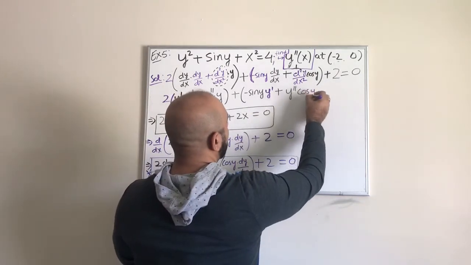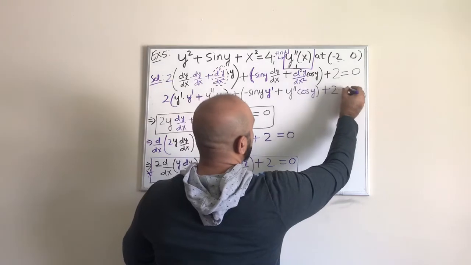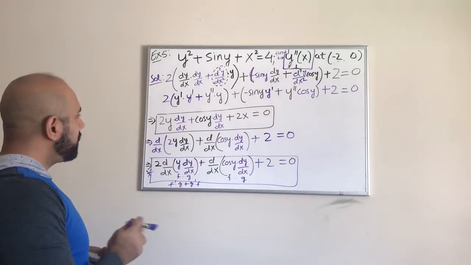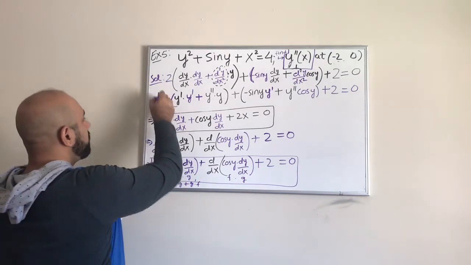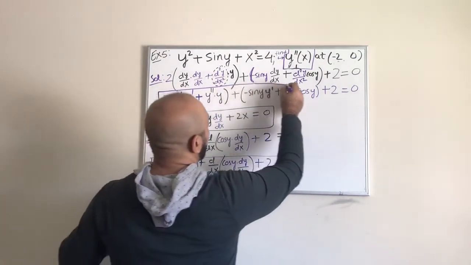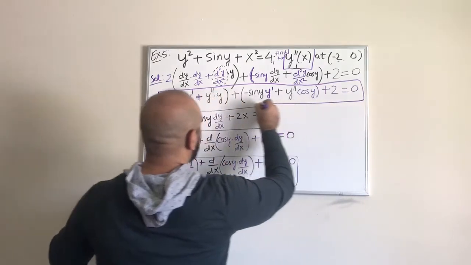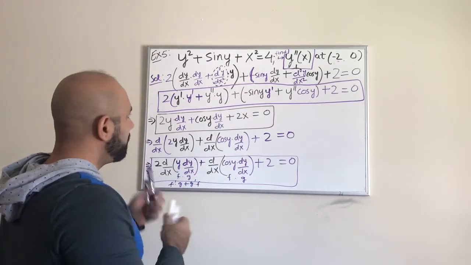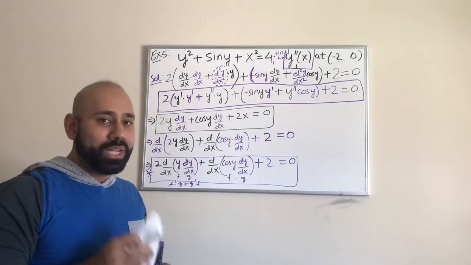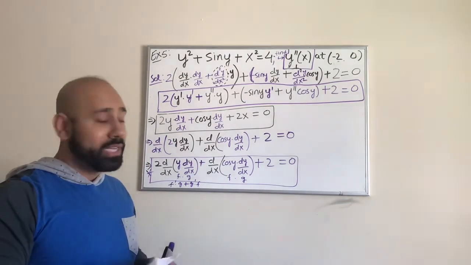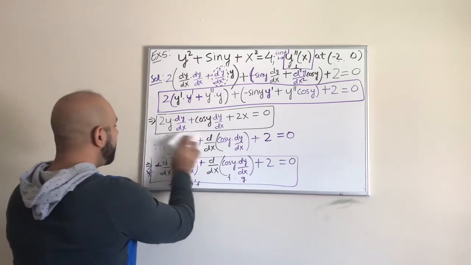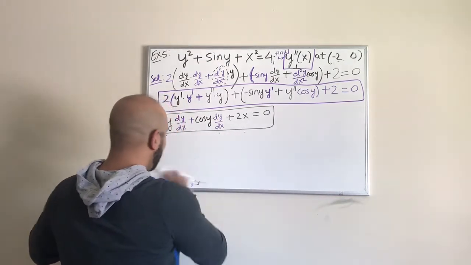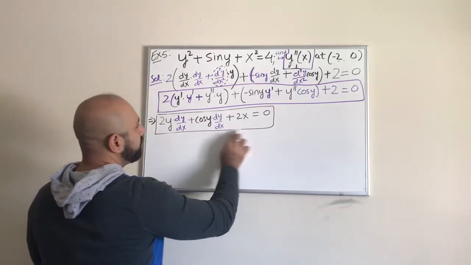Please don't forget there is still a plus 2. Okay, so these are the two most important equations for this particular problem. So I'm boxing this one as well. I don't want to lose any of these equations because I need both of them to evaluate y double prime x. So I'm going to leave them, but I'm going to get rid of this. Let us see now what we need to do.